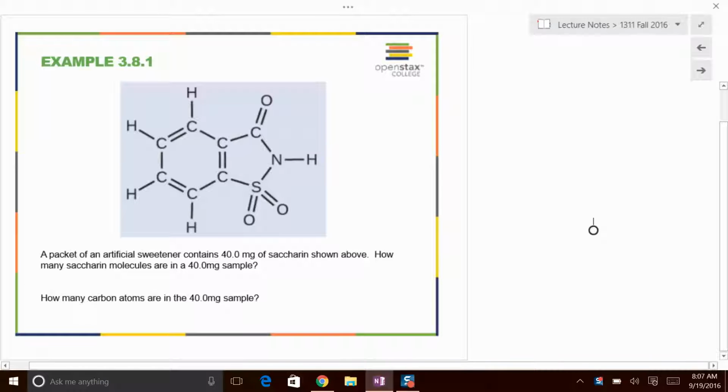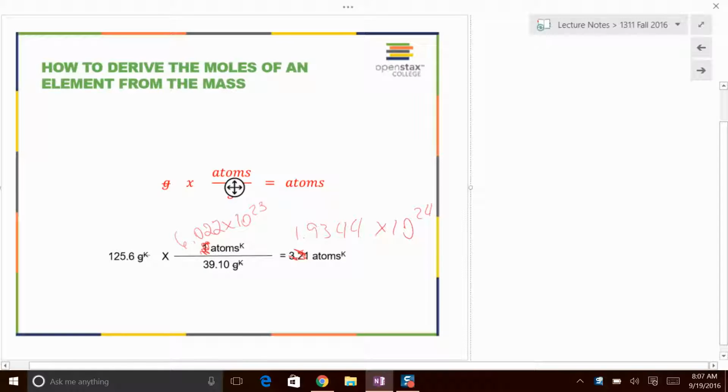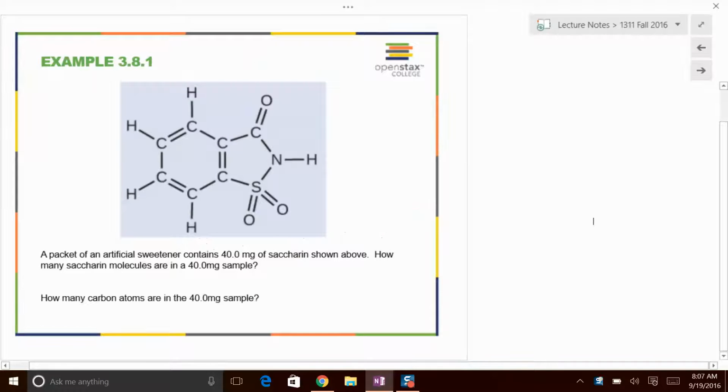Okay, so let's try this problem. We were talking about solution chemistry, and here we're talking about simple conversions and how to do some of these conversions. A packet of artificial sweetener contains 40 milligrams of saccharin shown above. How many saccharin molecules are in a 40 milligram sample?